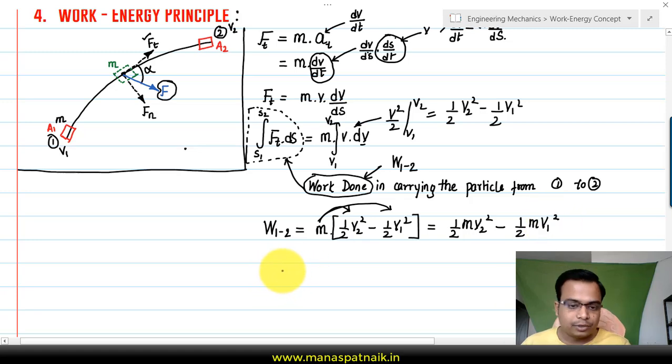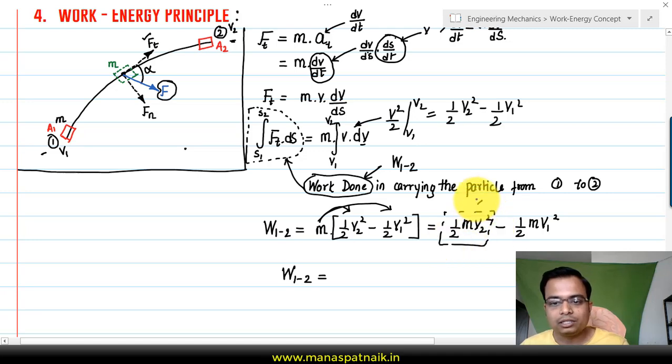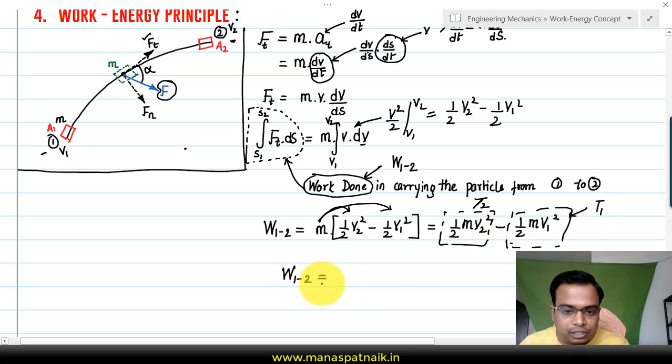Let me rewrite this again. Work done in carrying the particle from position 1 to position 2 is equal to half m v2 square, that is the kinetic energy at 2. Let's say this is represented by T2, and at position 1 the kinetic energy is represented by T1. So this is essentially equal to T2 minus T1.